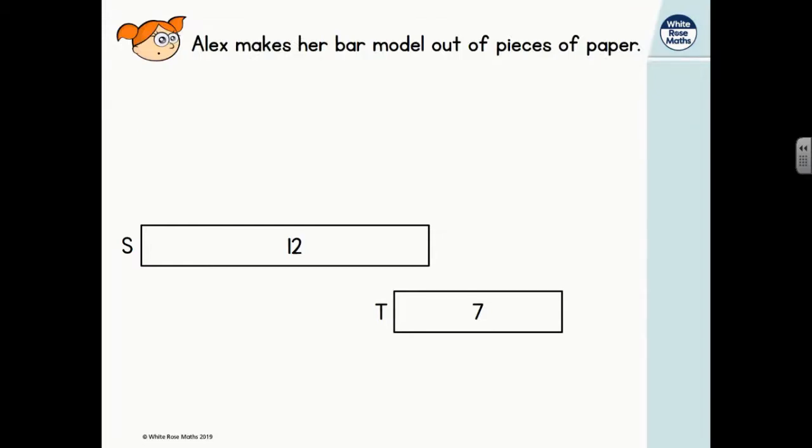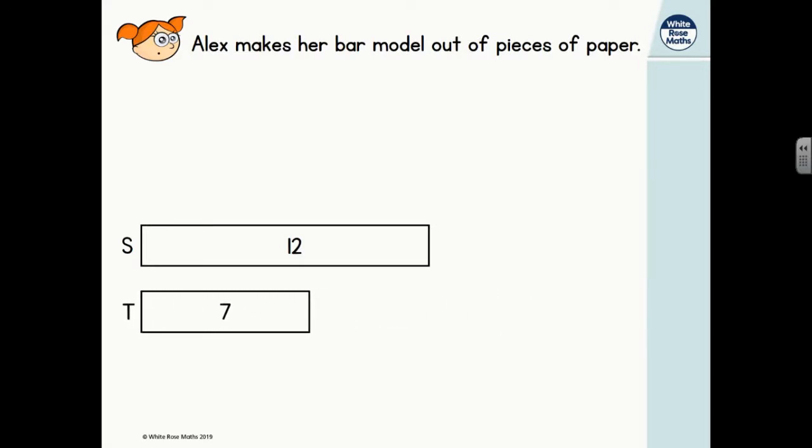Here's Alex, and she's made her bar model out of strips of paper. Now that's really interesting because that's where bar modelling originally came from. They were called strip diagrams, and the strips of paper would represent the values, just like we've got here today. The really good thing about Alex's pieces of paper is that she can move them around, like this.